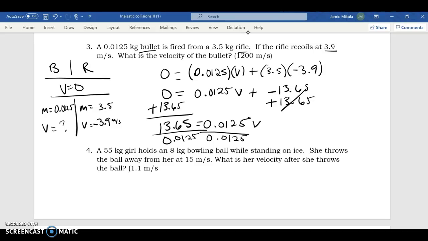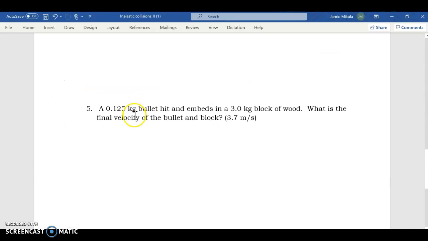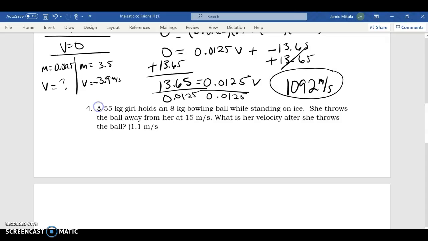And that's going to be, I get 1092 meters per second. So I'm not sure if his answer is off, but I believe it is. All right, number 4, let me bump this down.